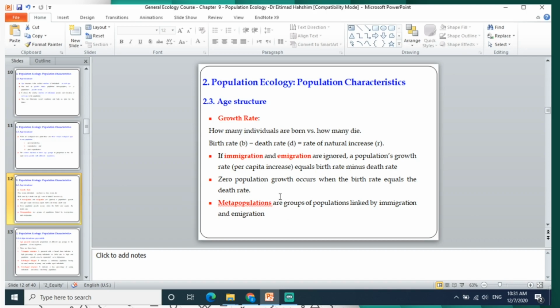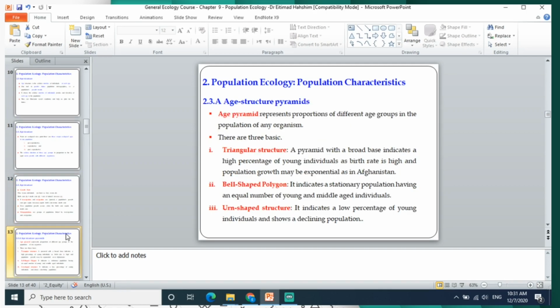Also, we have another terminology called metapopulations. These are groups of populations linked by immigration and emigration. Also, from this age structure, scientists come up with age structure pyramids. Age pyramids represent the proportion of different age groups in the population of any organism, and there are three kinds of age pyramids: triangle structure, bell-shaped structure, and urn-shaped structure.